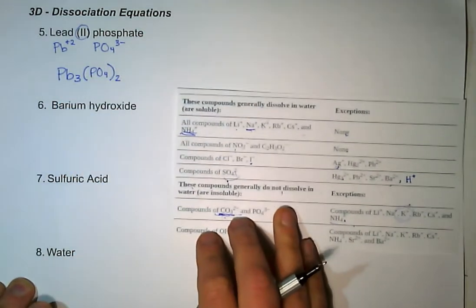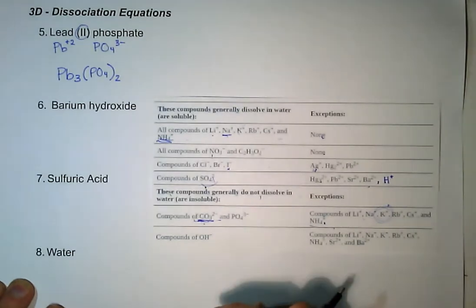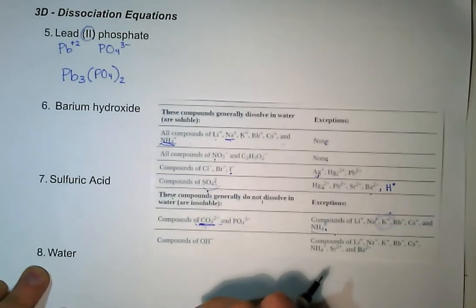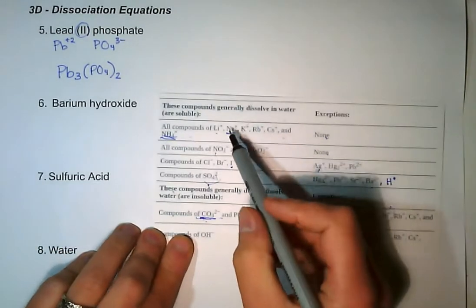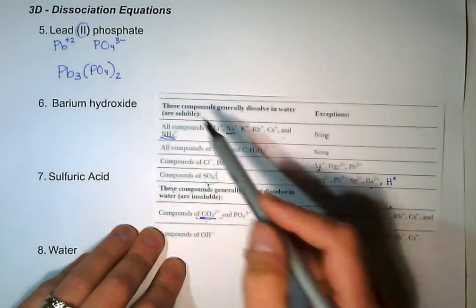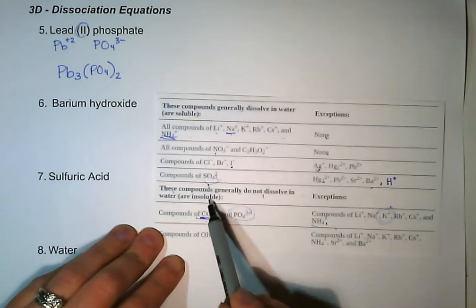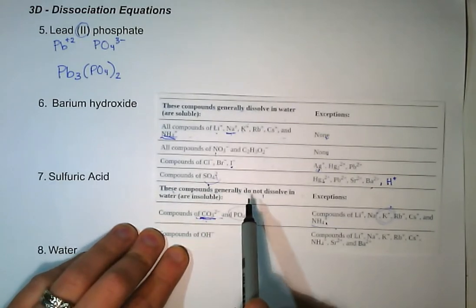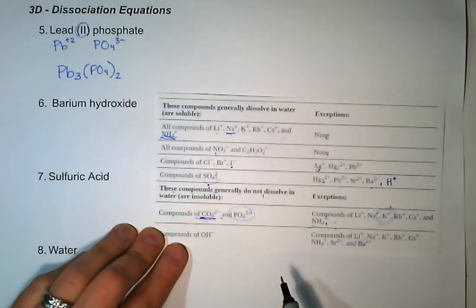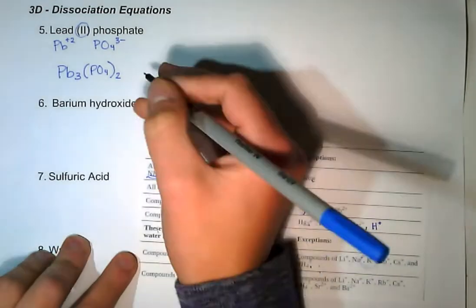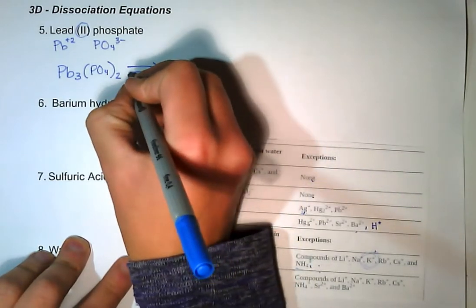And so next we need to determine, is this going to dissociate well, or are we going to use a double-sided arrow? So looking at our list, I don't see lead anywhere on here, but I do see PO4 under compounds that generally do not dissolve, and lead is not on the list of exceptions. So this is not going to dissolve very well, so we're going to use a double-sided arrow here.